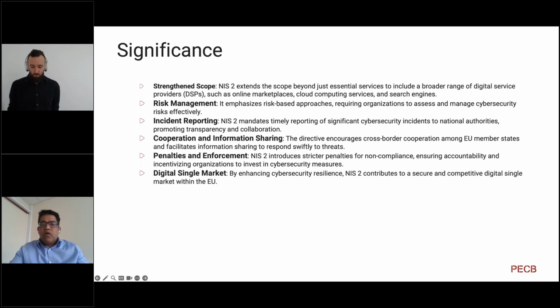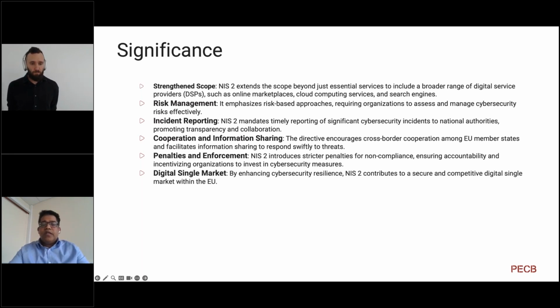The focus is more on risk management. It emphasizes risk management practices, to ensure that organizations assess the existing risk and manage cybersecurity risk effectively, and also improve incident reporting. So it mandates that the organizations under the NIS2 directive report incidents to the national authorities. And there is cooperation and collaboration around it.